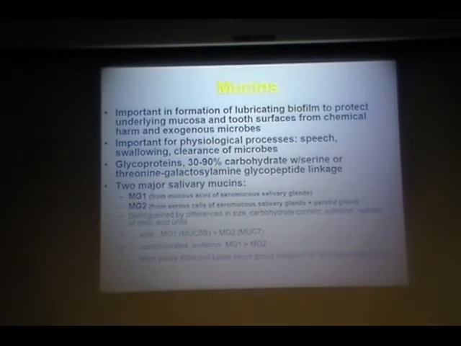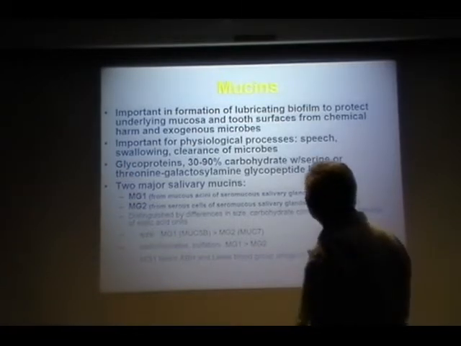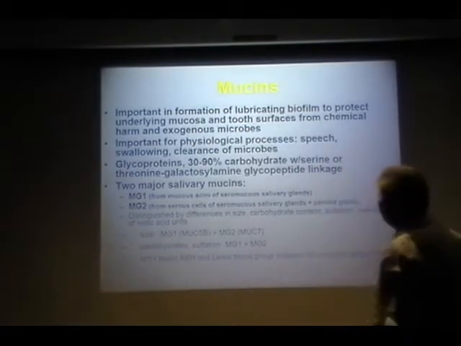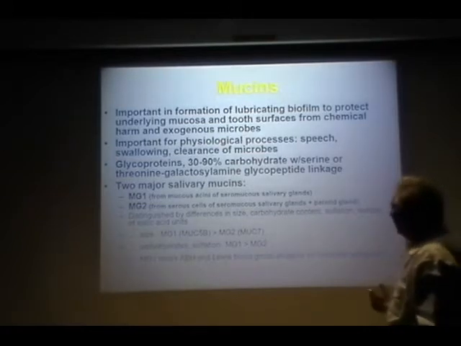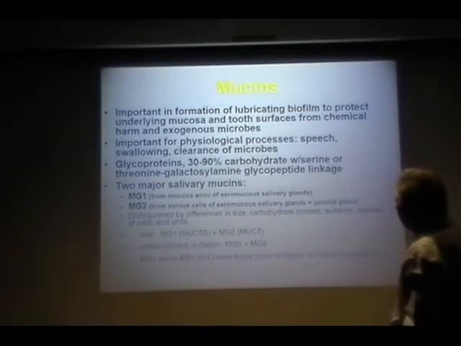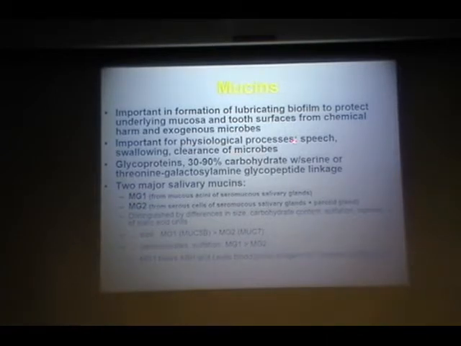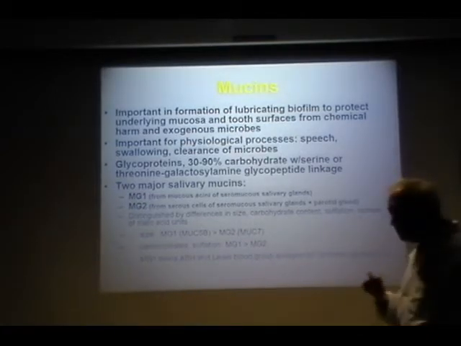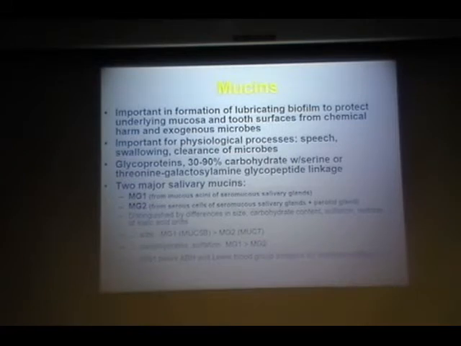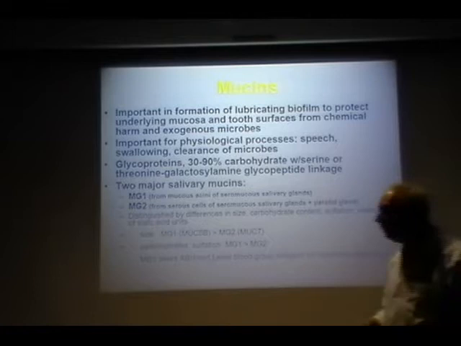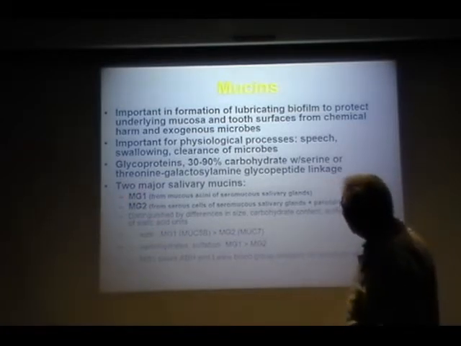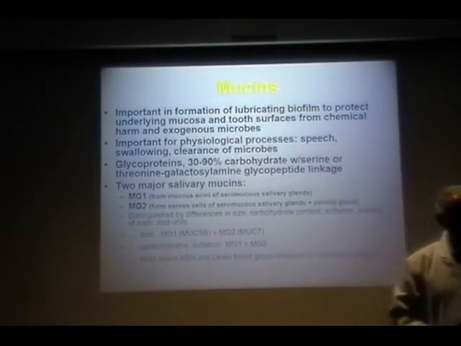All right, this is a very busy slide. My apologies. What do you need to know? Bottom line. Mucins, other than lubricating the oral cavity and being important in speech and swallowing, and in clearance of microbes. That's the emphasis for us. Clearance of microbes. What are they? They're glycoproteins. They vary in the amount of sugar depending on which kind of molecule we're talking about, either MG1 or MG2. Okay?